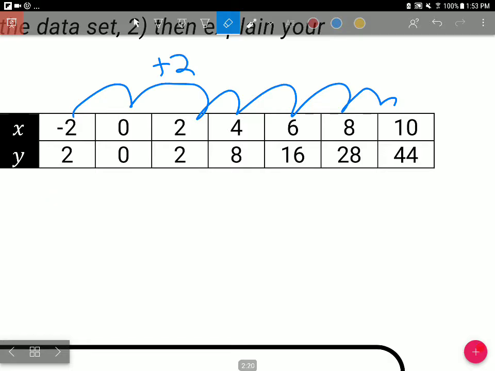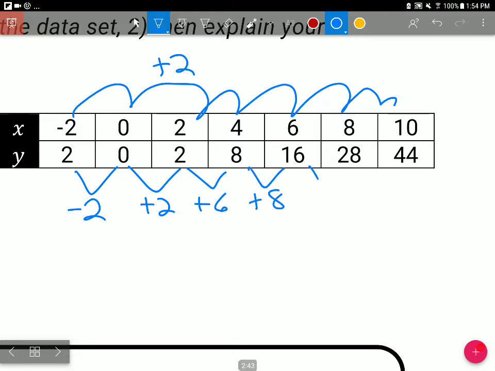Let's see if we're adding instead. To go from 2 to 0, we're subtracting 2. To go from 0 to 2, what are you doing? Adding 2. 2 to 8, you are adding 6. To go from 8 to 16, that's a plus 8. Then plus 12. If you can't see it offhand, do it the other way and subtract. You can think 28 minus 16 instead. If you can't see it forwards, try doing it backwards. So like 44 minus 28, what's 14 minus 8? 6. So that makes this a 3. What's 3 minus 2? 1. All right, so is it linear?